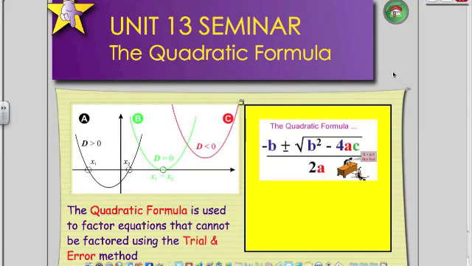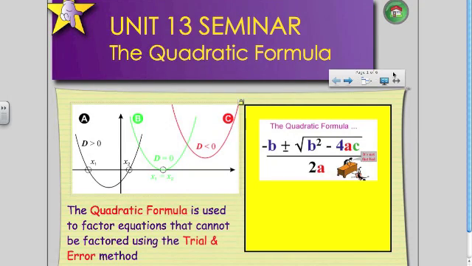Try this again. This is our Unit 13 seminar on the quadratic formula, and I would like you to copy the quadratic formula. Negative b plus or minus the square root of b squared minus 4ac all over 2a.